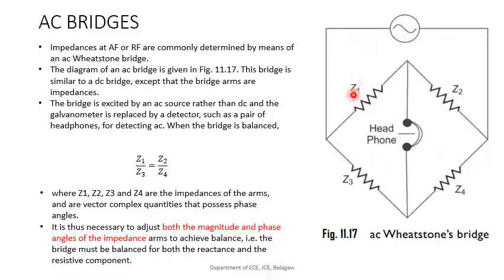Resistances are replaced with impedance, the galvanometer is replaced by a headphone, and the battery is replaced with an AC source. And it is necessary that both the magnitude and the phase of the impedance arms achieve balance. So both the real part as well as the imaginary part should be in balance.